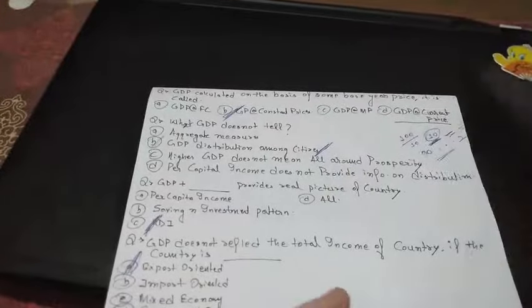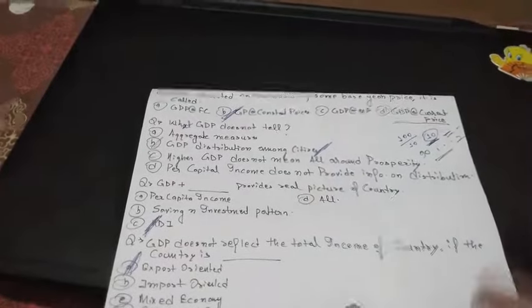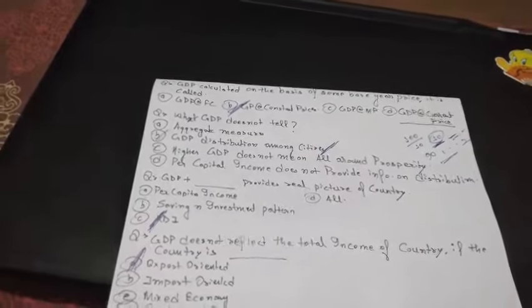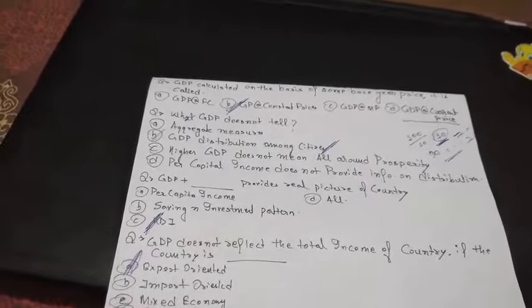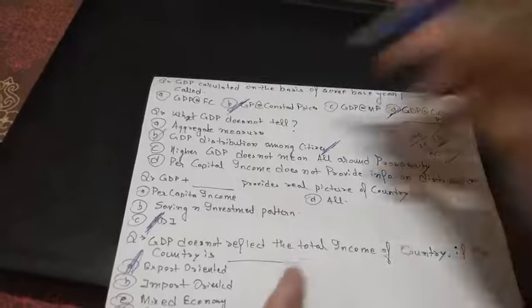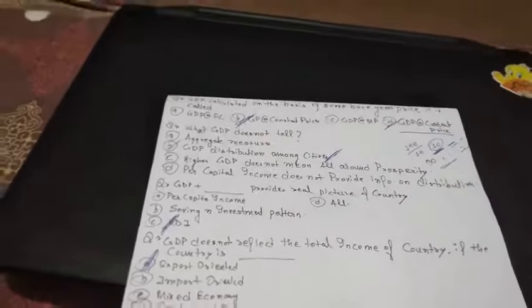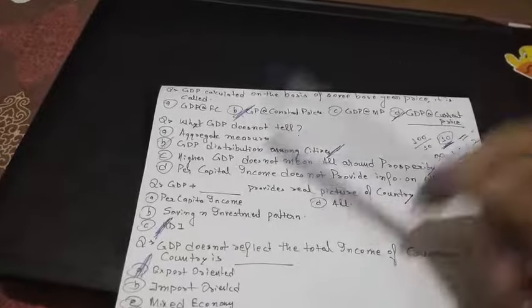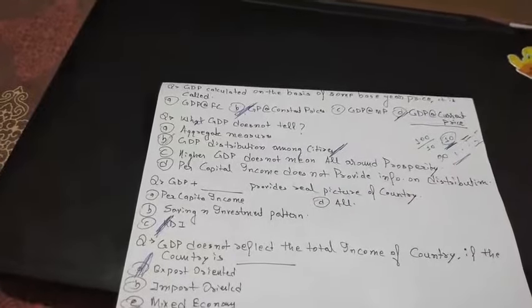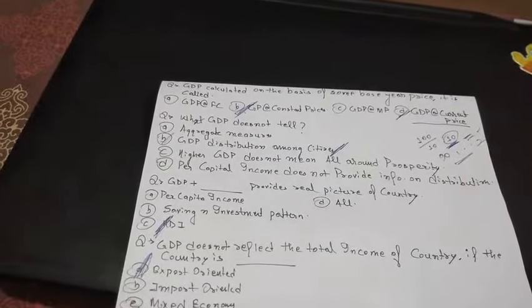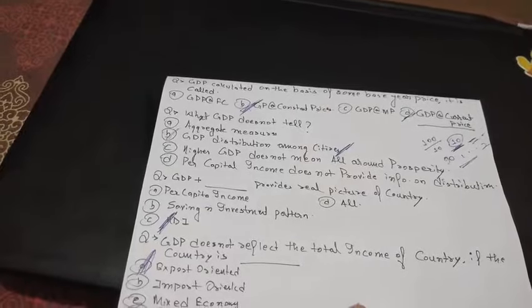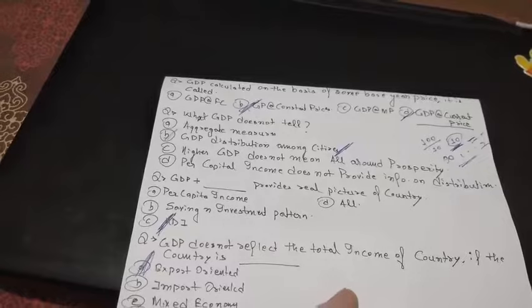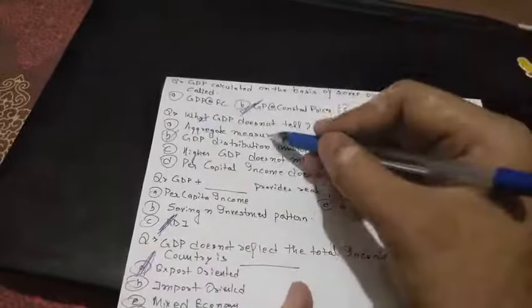And what is GDP at current prices? GDP at current prices means whatever the prices of that particular year, the government will take those prices and find the GDP. This will not give the real picture, but at constant prices it will give the real picture of the country. What does GDP not tell? Aggregate measures. Yes, it tells aggregate measures, because GDP is the calculation of all the goods and services produced inside the territory, which is the aggregate only. So A, GDP tells about the aggregate measures.